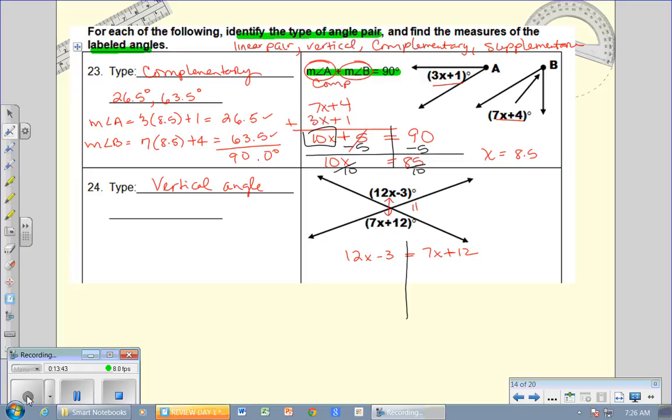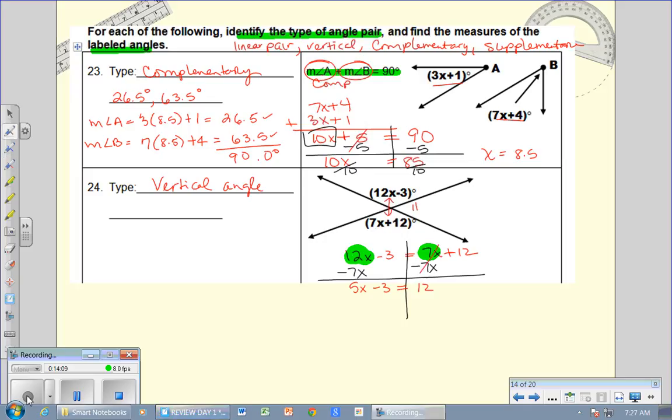To get the x, we do need to have them on the same side. So we have x's on the left and x's on the right. I'm going to move the 7x to the left by subtracting 7x from both sides. 12 minus 7 is 5. So we get 5x minus 3 equals a positive 12.